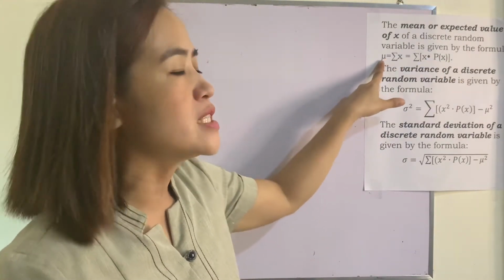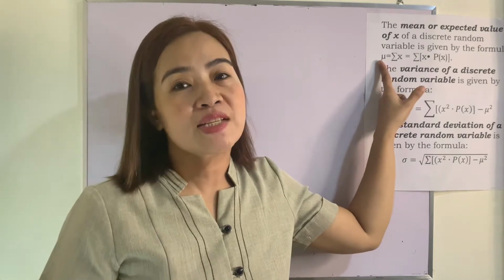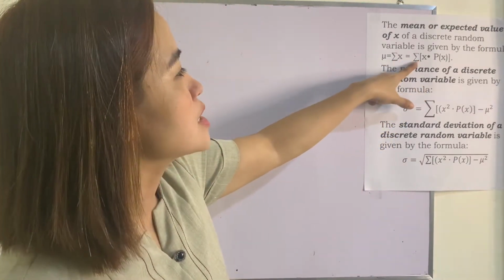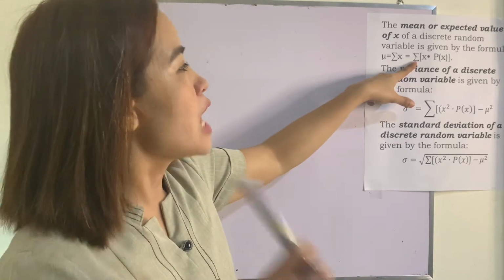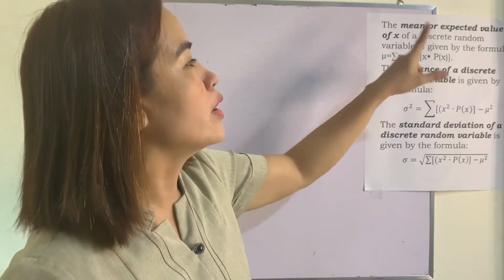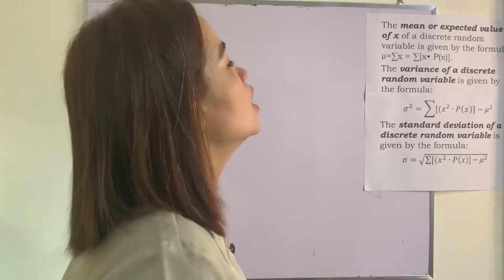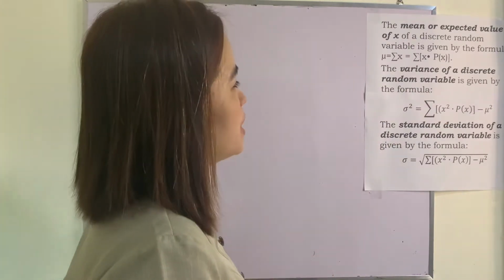This one is a Greek letter which is read as mu. Summation of x, meaning we'll just get the sum of the product of the random variable and, of course, the probability of the random variable, that is p of x.